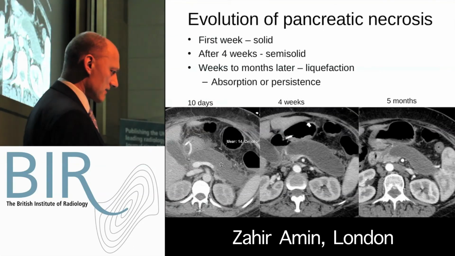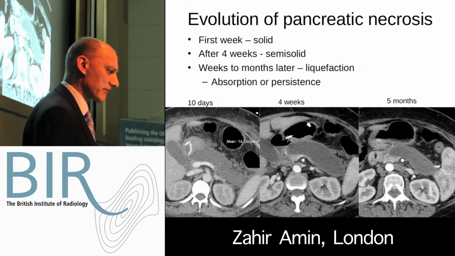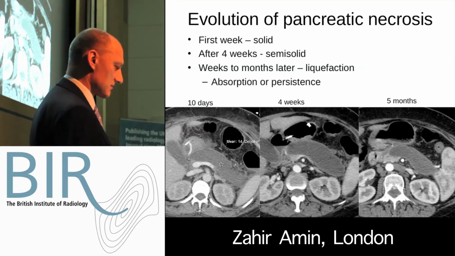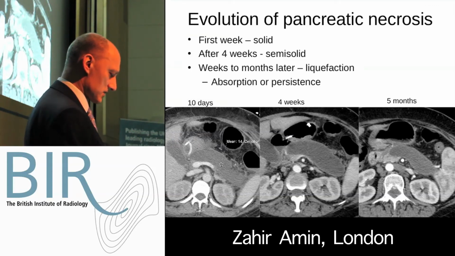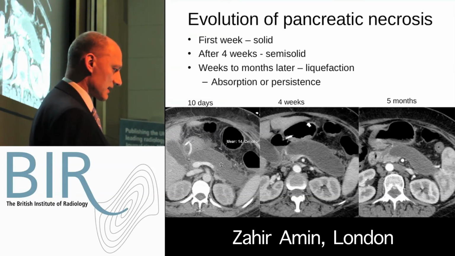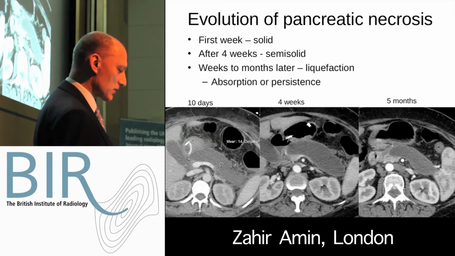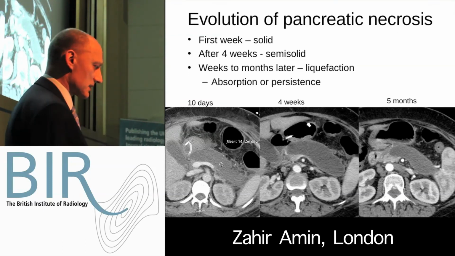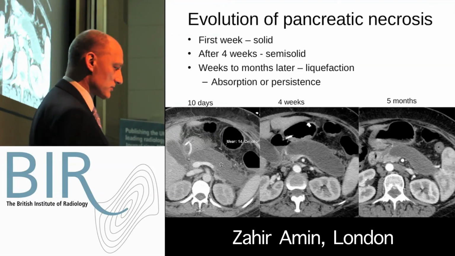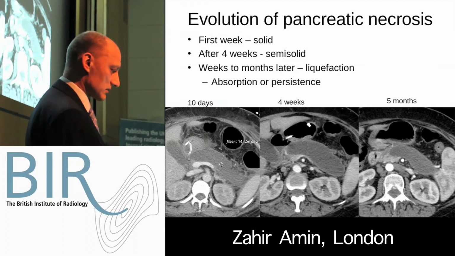So in terms of evolution, usually in the first week of pancreatic necrosis, the necrotic tissue is quite solid. Over the first few weeks, it tends to change to semi-solid consistency, and then weeks to months later, it can liquefy. But the necrotic change often absorbs, whether it's liquid or solid, or sometimes it can persist for many months or sometimes years.